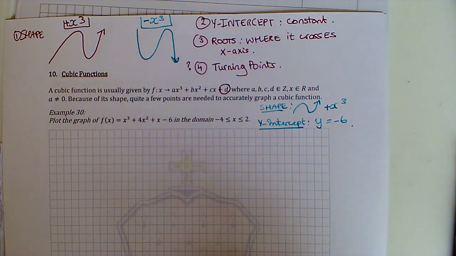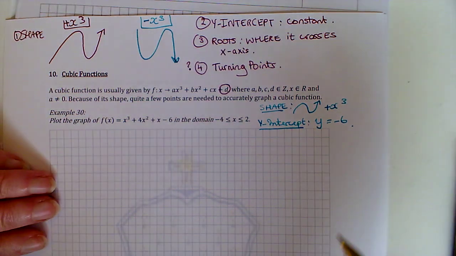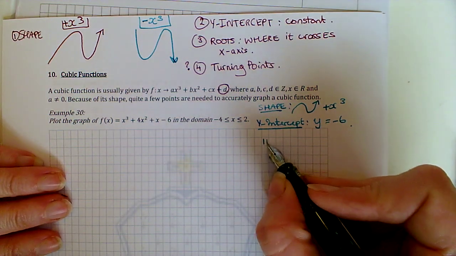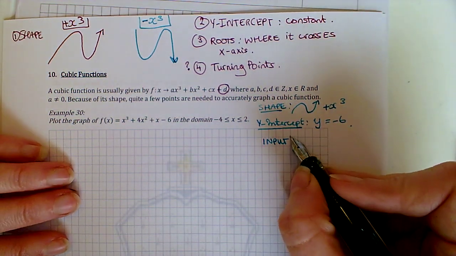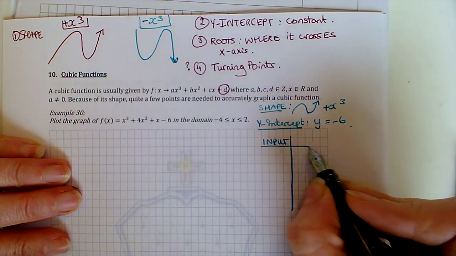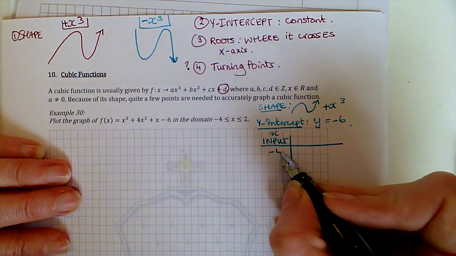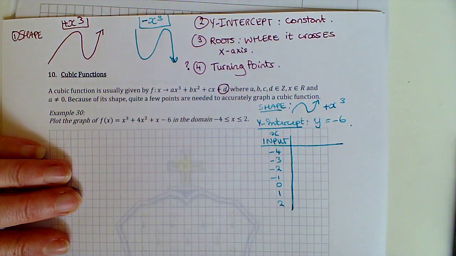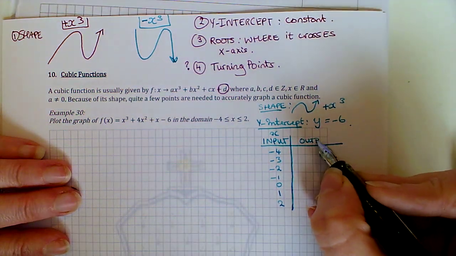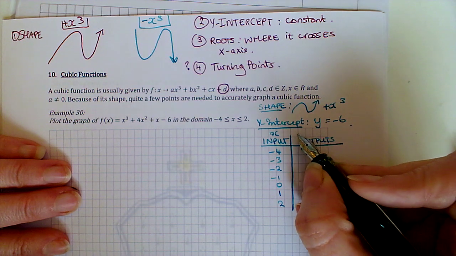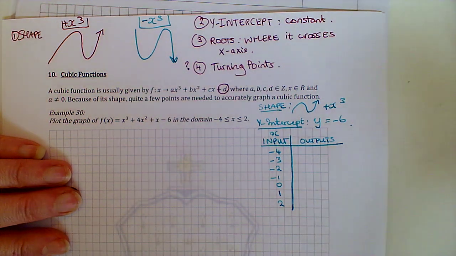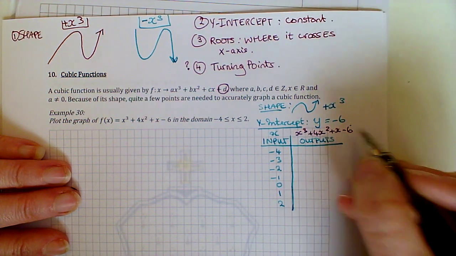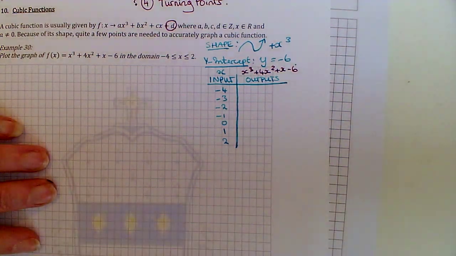What about the rest? Well, why don't we use a quick input-output table here? So we could solve this, finding the roots using algebra, but it might be just as quick to do an input-output table. So the inputs are my domain. X equal to -4, -3, -2, -1, 0, 1, and 2. And my outputs are my y values. They're what I get when I sub into x cubed plus 4x squared plus x minus 6. So I'm going to generate my couples from this.